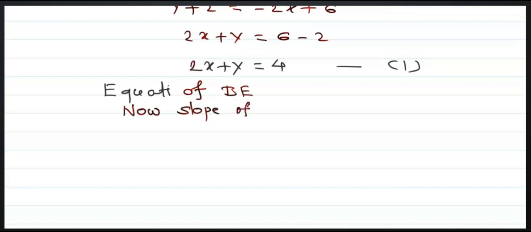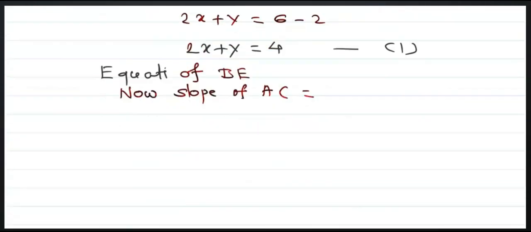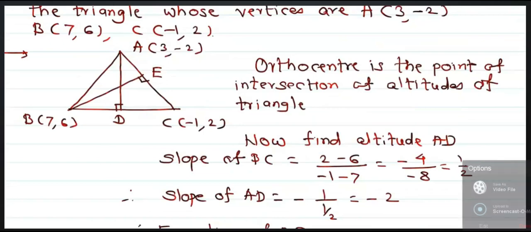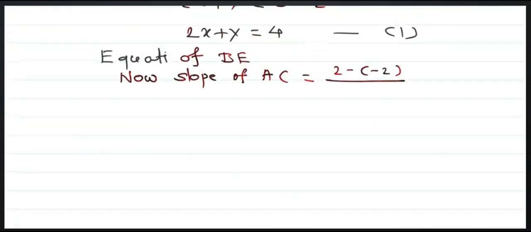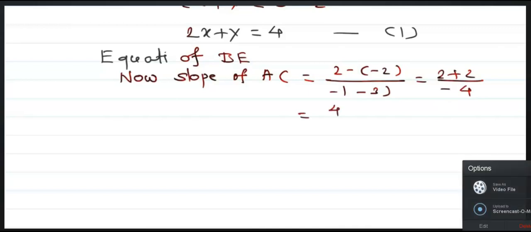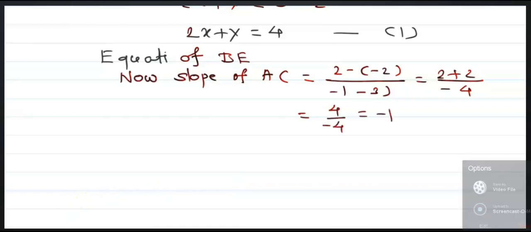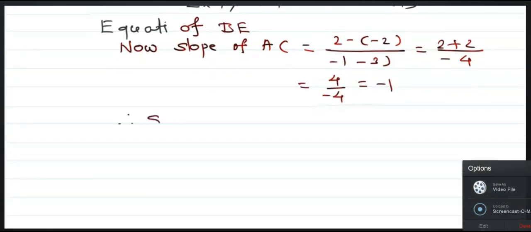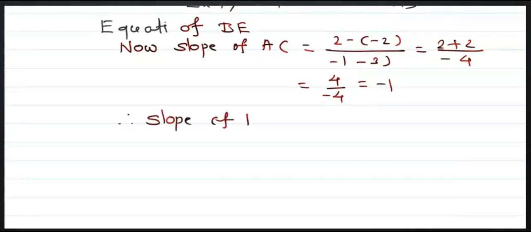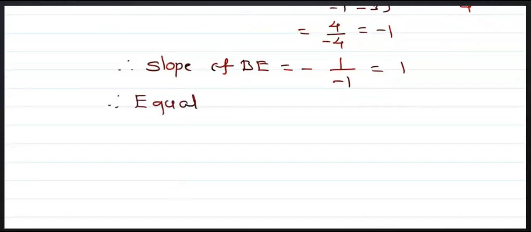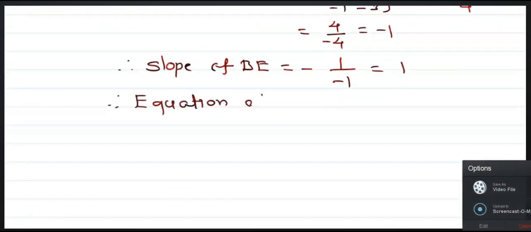Now the equation of BE. The slope of AC is 2 minus in bracket minus 2 upon minus 1 minus 3, that is 2 plus 2, 4 upon minus 4. Therefore, you will get the slope of AC is minus 1. Therefore, the slope of BE is the negative reciprocal of minus 1, which is equals to 1.